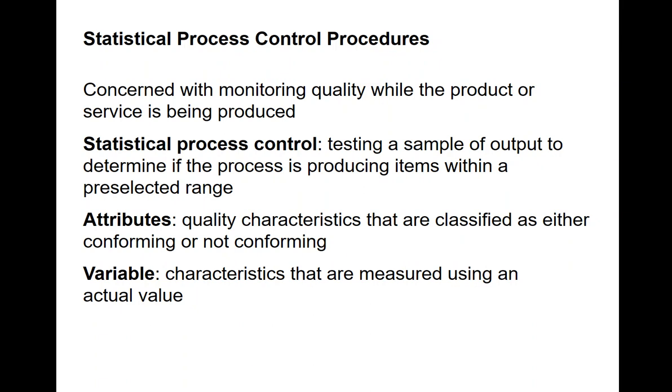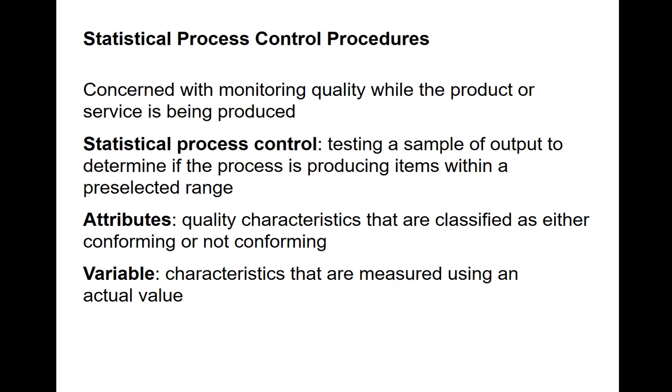This video is an introduction for Statistical Process Control (SPC), which is a technique in statistical quality control. Briefly, SPC is a technique to test a sample of output to determine if the process is producing items within the pre-selected range. In other words, this is a technique to help managers and companies identify whether the process is under control or out of control.